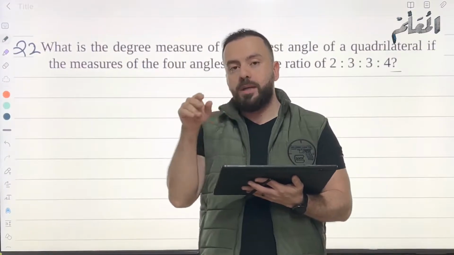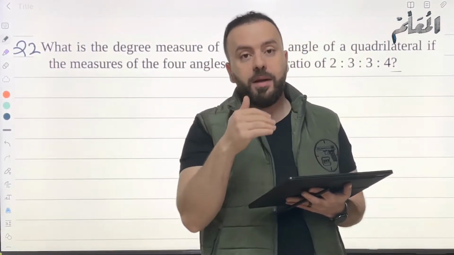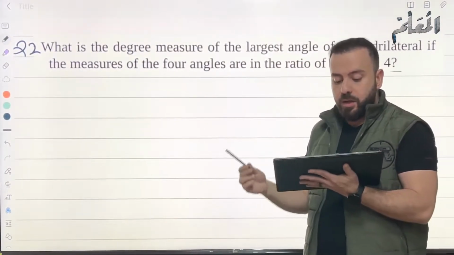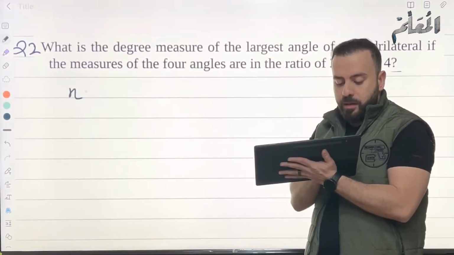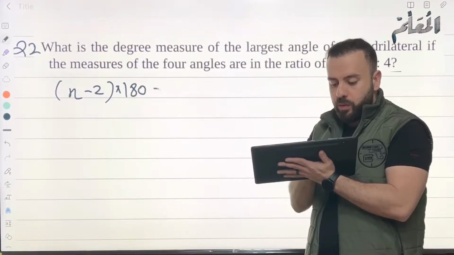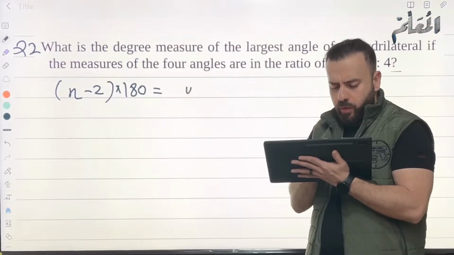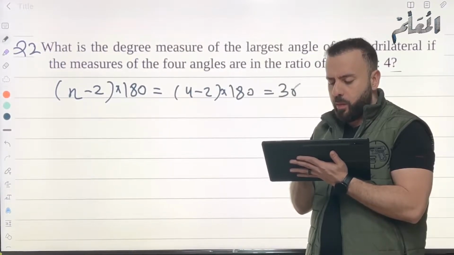In any polygon, there is a certain way to calculate the sum of the interior angles. In this case, we have 4 angles. The rule is (n minus 2) times 180. So the polygon with 4 sides is going to be equal to (4 minus 2) times 180, and that is equal to 360.